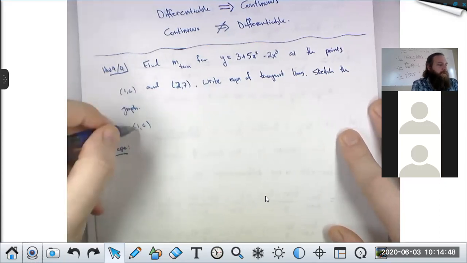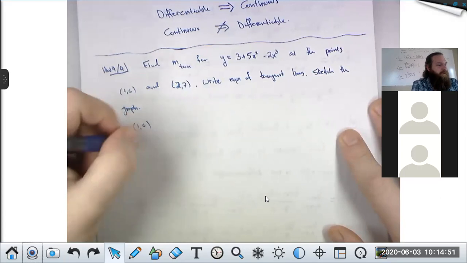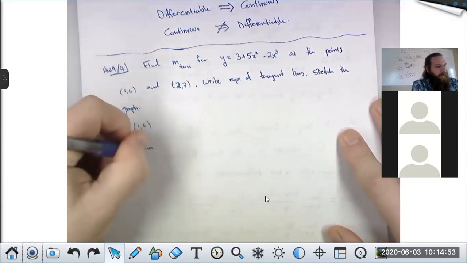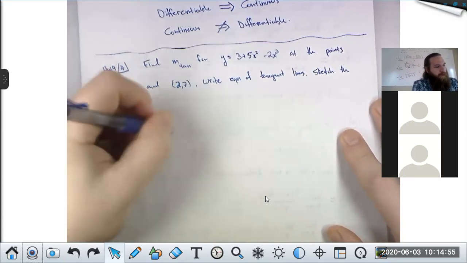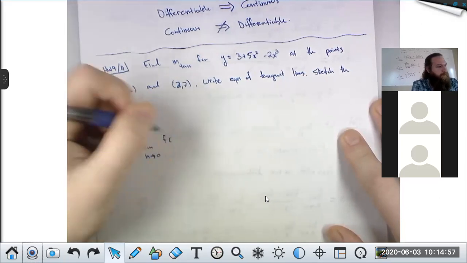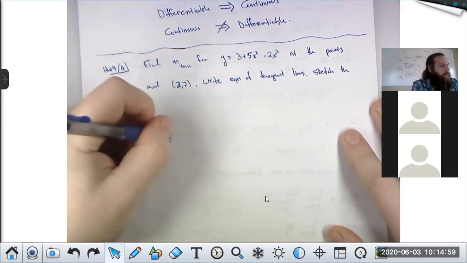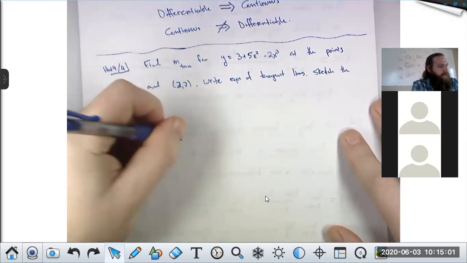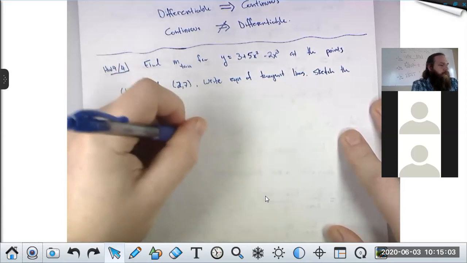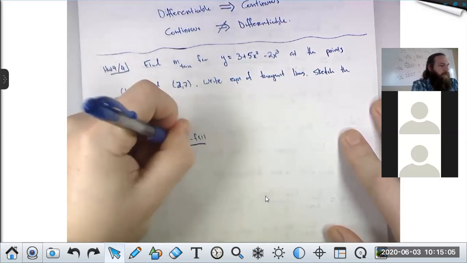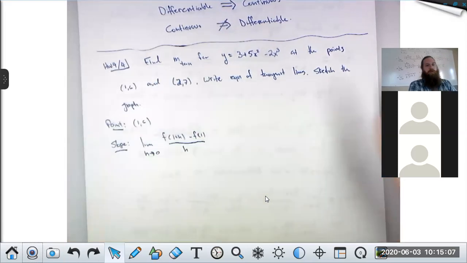For the first point, (1, 6), the slope of the tangent line is the limit as h goes to 0 of f of 1 plus h minus f of 1, all over h. We'll use that first step.